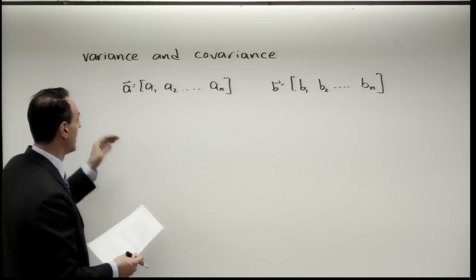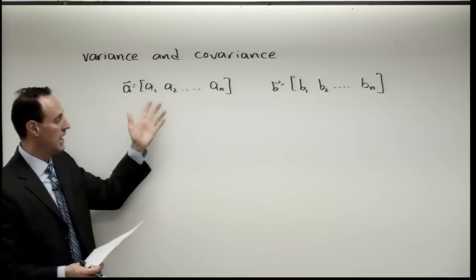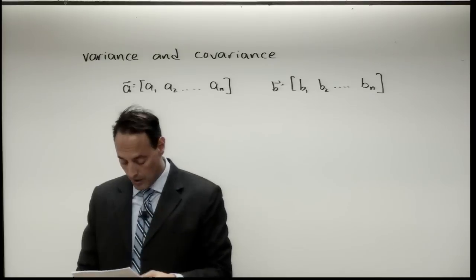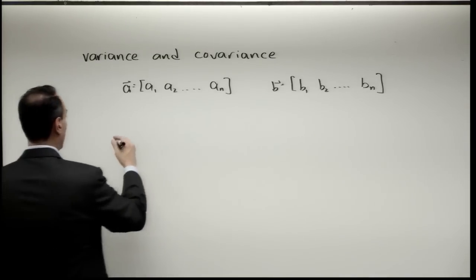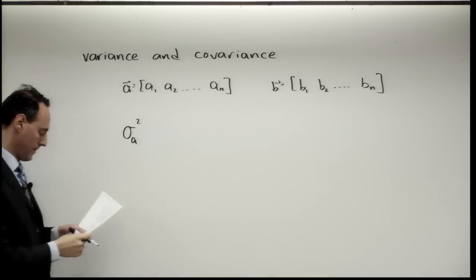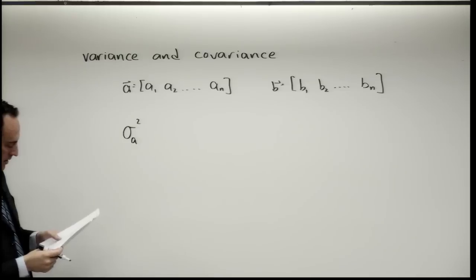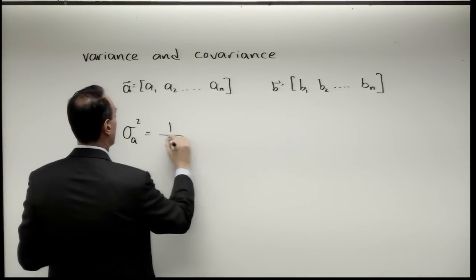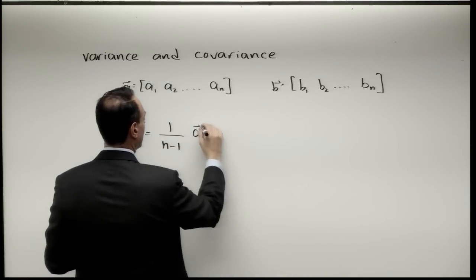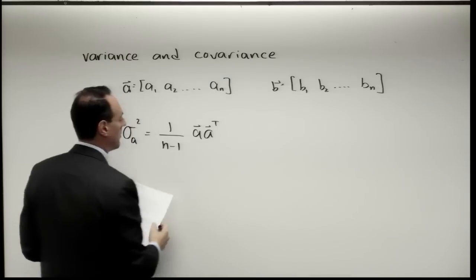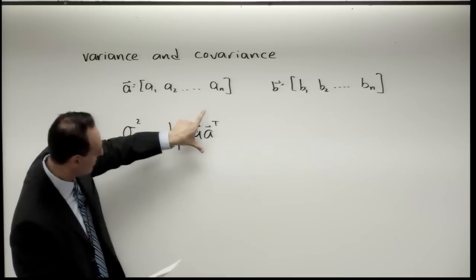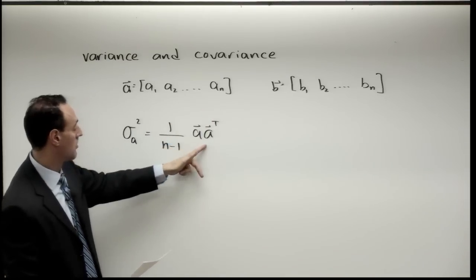Let's for a moment assume that the mean of A and B are zero. It's going to be our assumption for a moment. If the mean of A and B are zero, then I can define this quantity, the variance, as being the following. Sigma squared A, for this data set, is 1 over n minus 1, where n is the total number of points, times A transpose A. So I take this vector A, transpose it, turn it into a column vector, and I can do this multiplication.